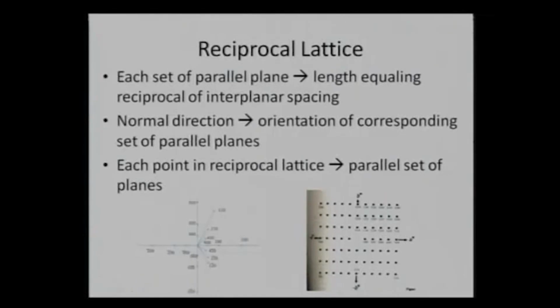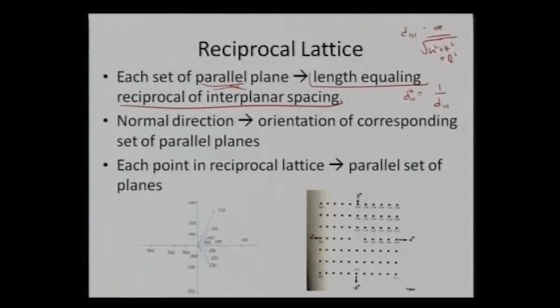And how do we go about that? It is more like this: we have each set of parallel planes, and those parallel planes have a length which is equal to the reciprocal of the interplanar spacing. So if I had a reciprocal lattice for a cubic unit cell, say d111 is equal to a by under root of h square plus k square plus l square for a cubic cell. In my reciprocal space, my new spacing will become 1 by d111. So my d111 star will become 1 by d111.